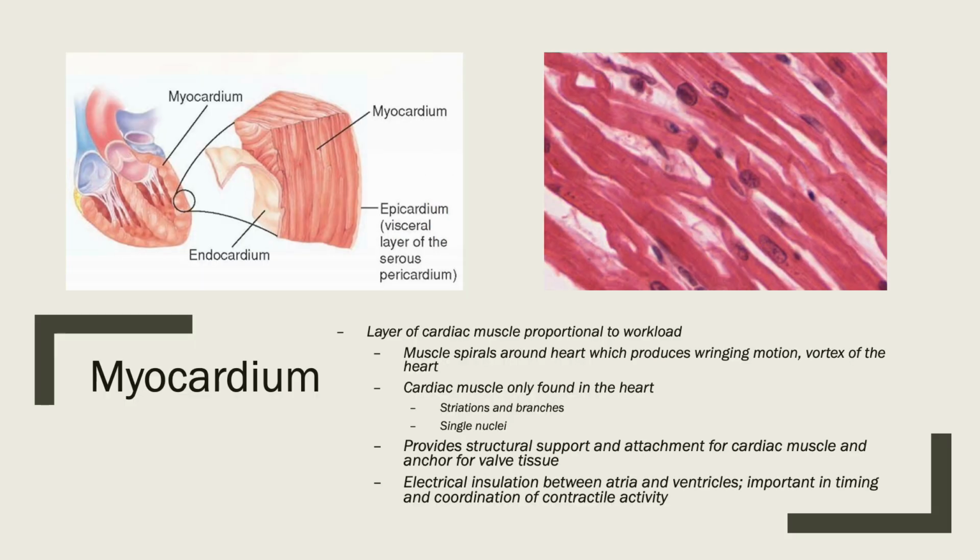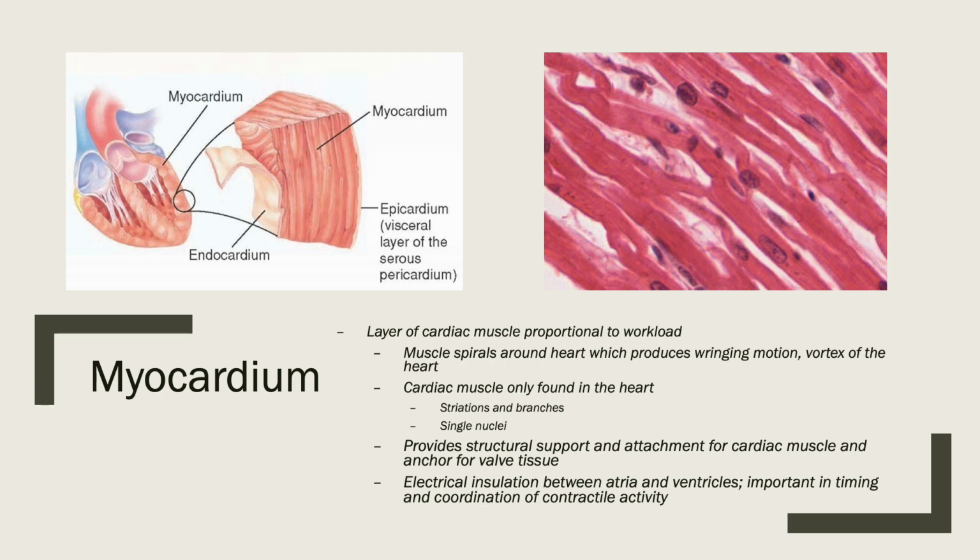As we work our way down into the heart, the next layer is the myocardium, and this layer is composed of cardiac muscle. So this muscle spirals around the heart and allows it to produce a wringing motion, like if you were wringing out a towel. It makes up the vortex of the heart. Cardiac muscle is only found in the heart. That's the only place in the body you find cardiac muscle.